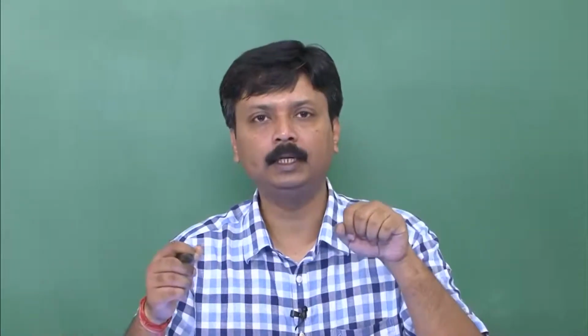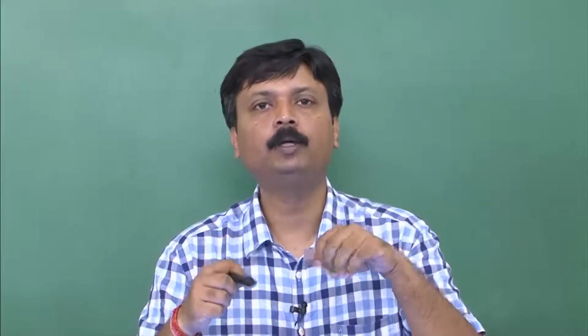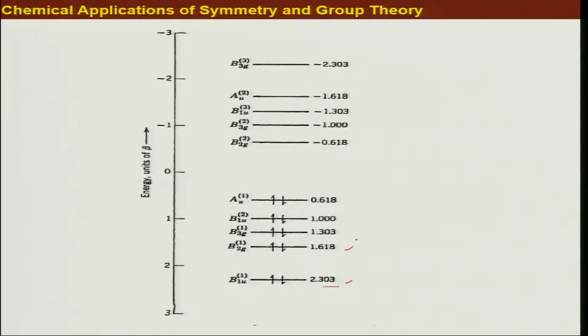And whenever there is a favorable interaction, we have a lowering of energy, which is given here. These are expressed in terms of beta. Beta is negative, so overall these energies are all negative, while the term here, minus 0.618, is also expressed in terms of beta, which is negative. So overall this is a positive energy, correct. So these are higher energy.